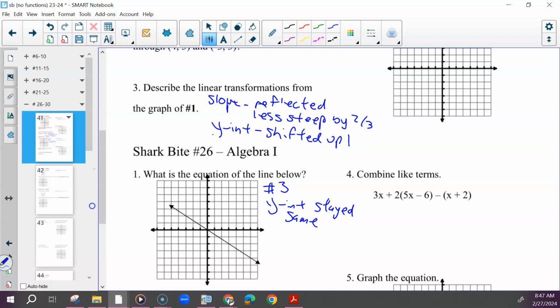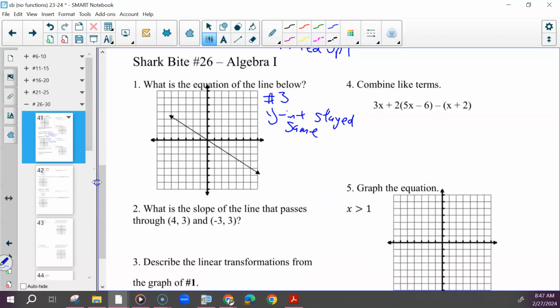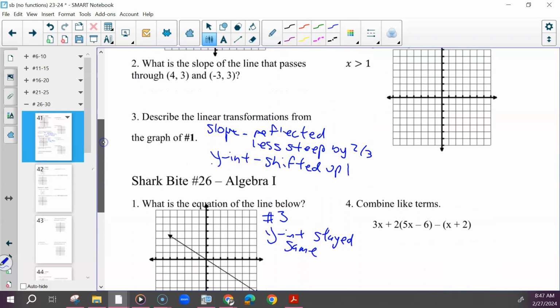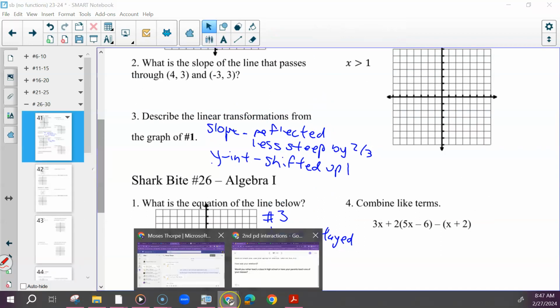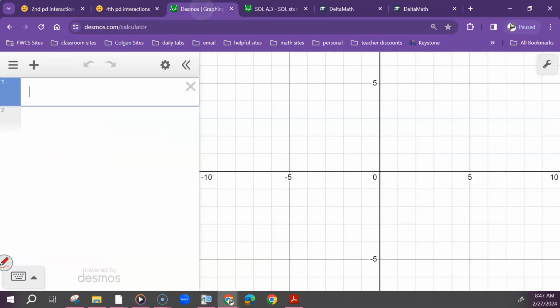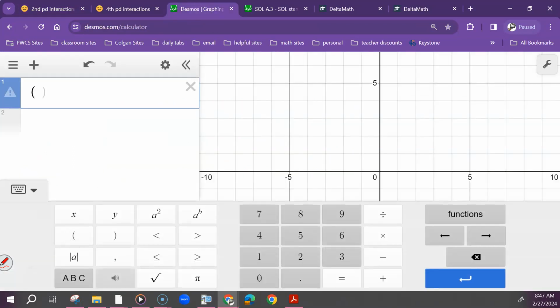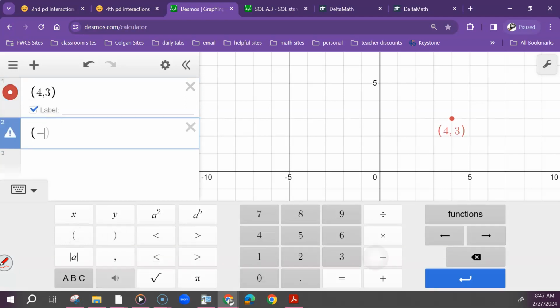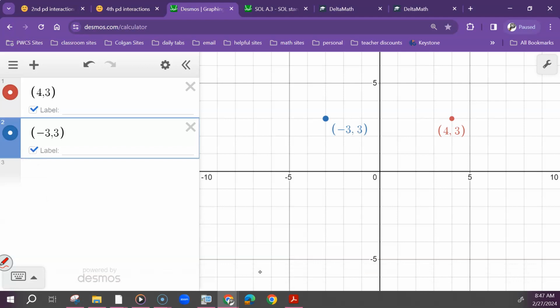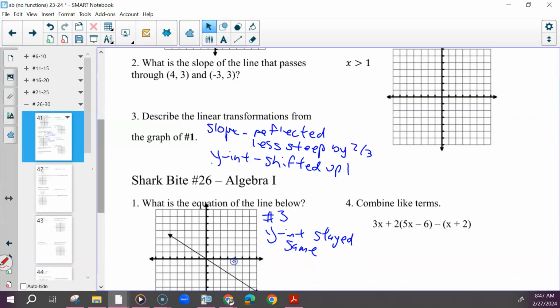I'm going to go back and do number 2, and then we'll do number 5. Number 2 was your slope. We can do that one in Desmos. What was the other point? That is grade 3. So if I graph those 2 points, I see they're on a horizontal line, and horizontal lines have 0 slope. Remember that if you're doing this on Desmos, you need to use Desmos, and then your slope is 0.